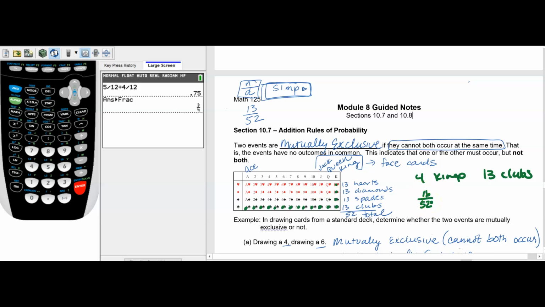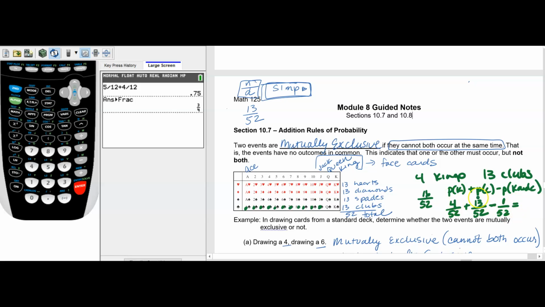The other way is you can use the formula. So the probability of a king plus the probability of a club minus the probability of a king and club together. So there are 4 kings out of 52. There are 13 clubs out of 52, and if we added 13 and 4, we get 17. So notice that's too much because we counted and our answer should be 16 out of 52. So we have to subtract that one card, the king of clubs, because that card is both a king and a club at the same time.